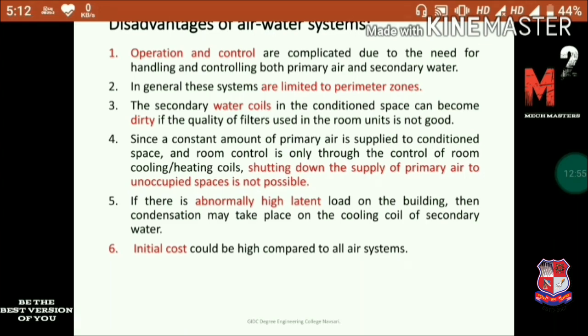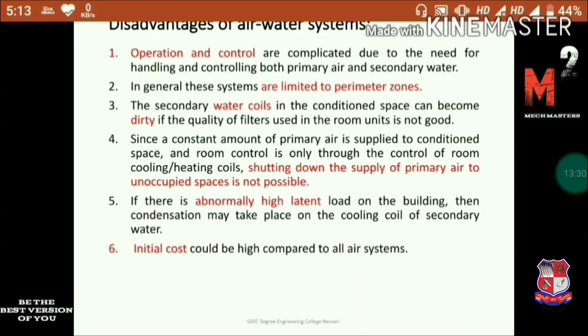Since a constant amount of primary air is supplied to the conditioned space and the room control is only through the control of the room cooling or heating coil, shutting down the supply of primary air to unoccupied space is not possible. It means we always keep the primary air supply switched on. We never shut it down because the main heating and cooling is carried out by this, so it's not possible to shut down the primary air supply.